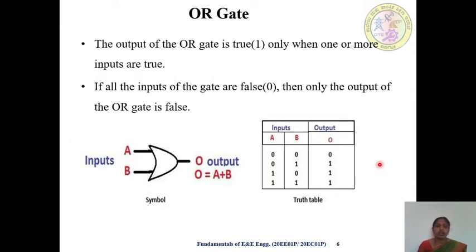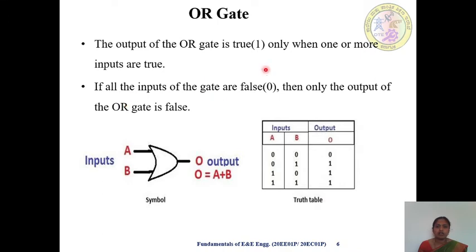Next is the OR gate. The output of the OR gate is true only when one or more inputs are true. That means when any one of the inputs of the OR gate is 1, then the output is 1, otherwise it will be 0. If all the inputs of the gate are false or 0, then only the output of the OR gate is 0.